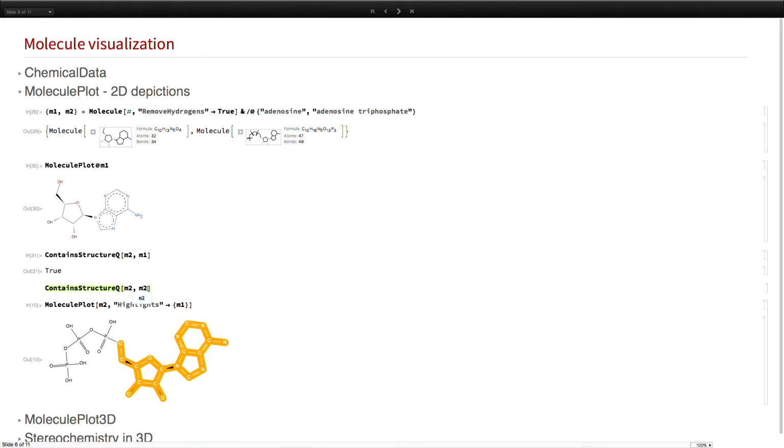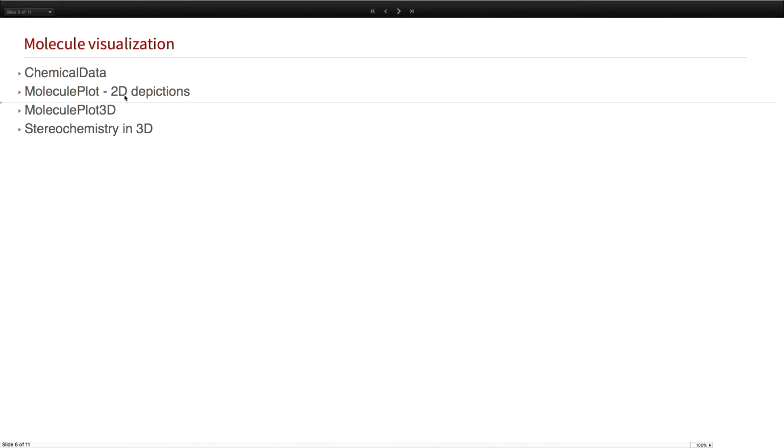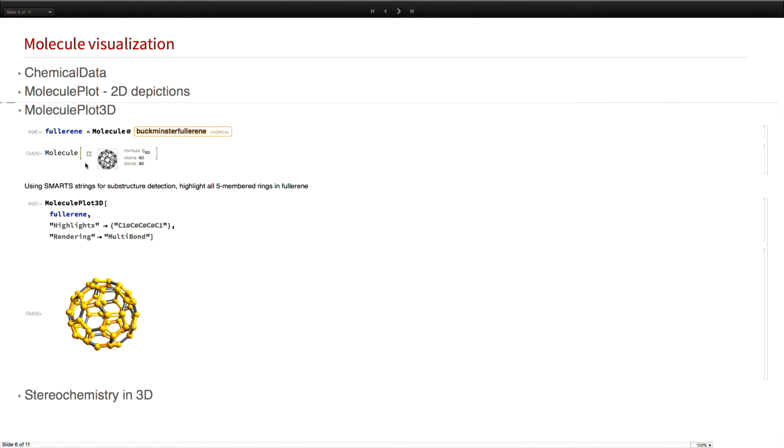So we could ask if M2 was a substructure of M1. No, it's not. And then we could actually find the substructure, find the adenosine in the adenosine triphosphate, and highlight it. So that's neat. We could create a molecule out of fullerene.